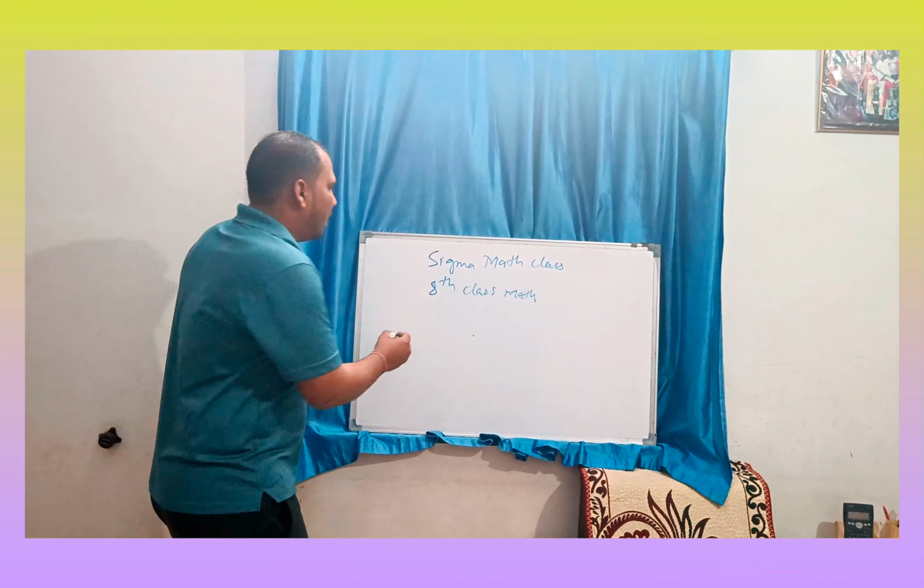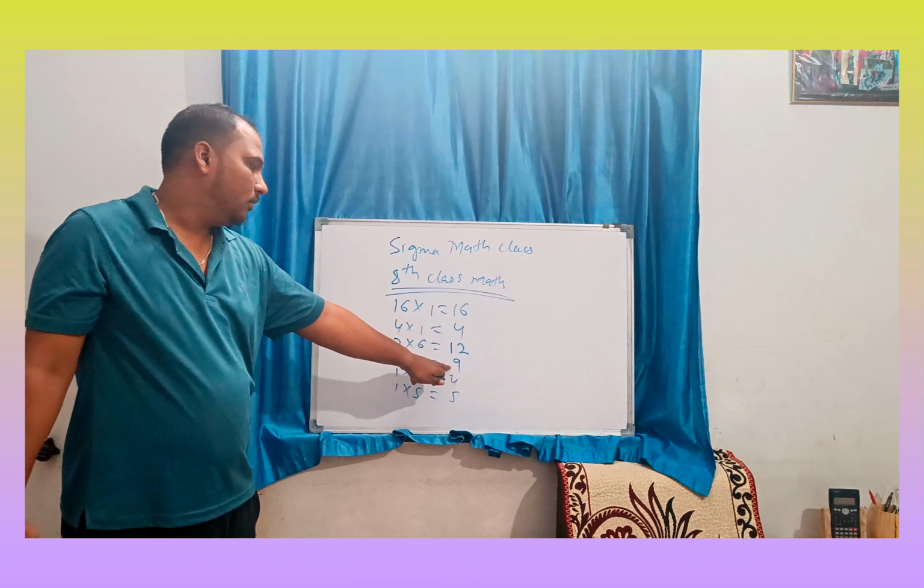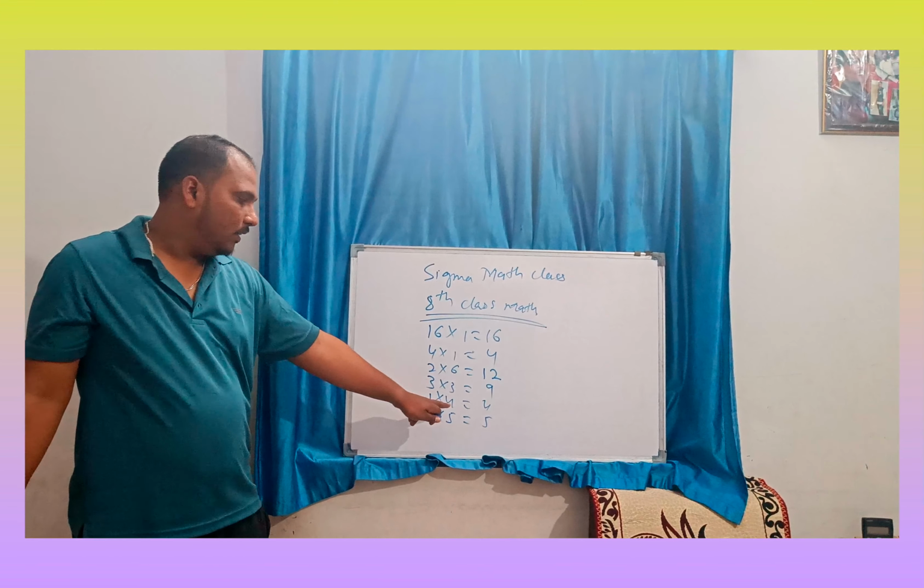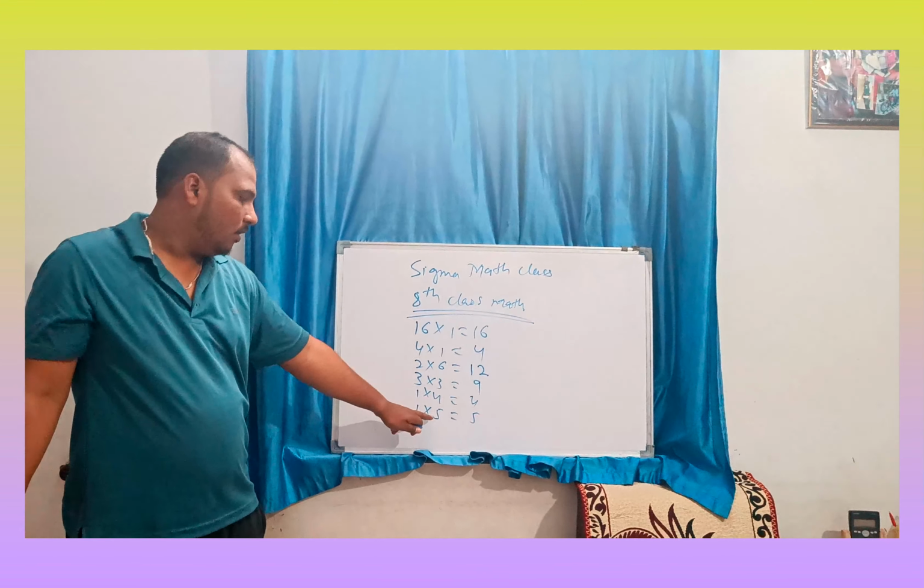Then 2 into 6: 2 marks questions, 6 questions, making 12 marks. Then 3 marks questions, 3 into 3, making 9 marks. Then 1 question asking 4 marks, and 1 question asking 5 marks. The total is 50 marks.